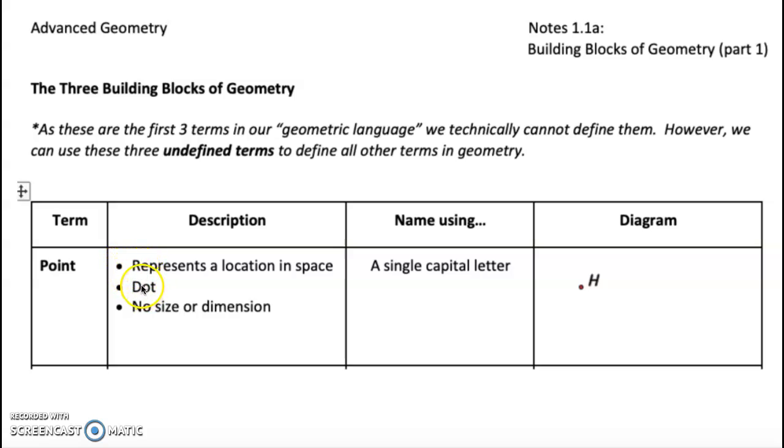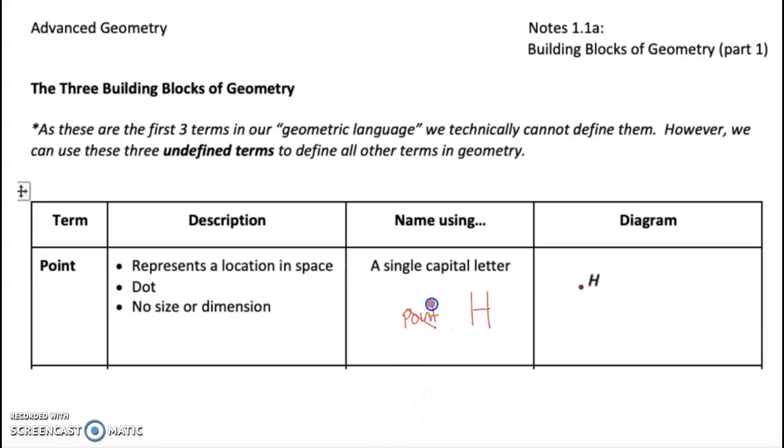The way we kind of represent a point is we use a dot, as you'll see over here. And a point has no size or dimension. We name a point by using a single capital letter. So if I was going to name this point here, I would name it H. And you would probably be tempted in the beginning of this class, if I said to name a point, you'd be like, oh, point H.